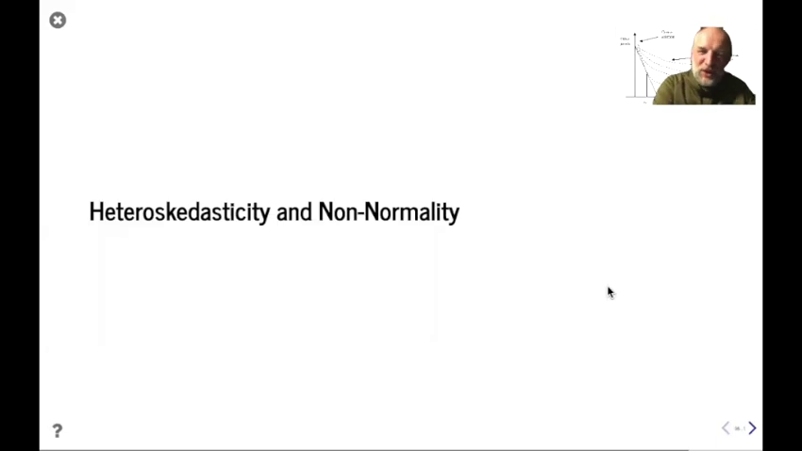Okay, so welcome back. I added one word to the title of the slide: non-normality. We're going to look at not only heteroscedasticity but also non-normality. Just like I alluded to before, when estimating the Tobit model we are assuming homoscedasticity, so the conditional variance of the error term conditional on x does not depend on x. And then we also assume that the errors are normally distributed.